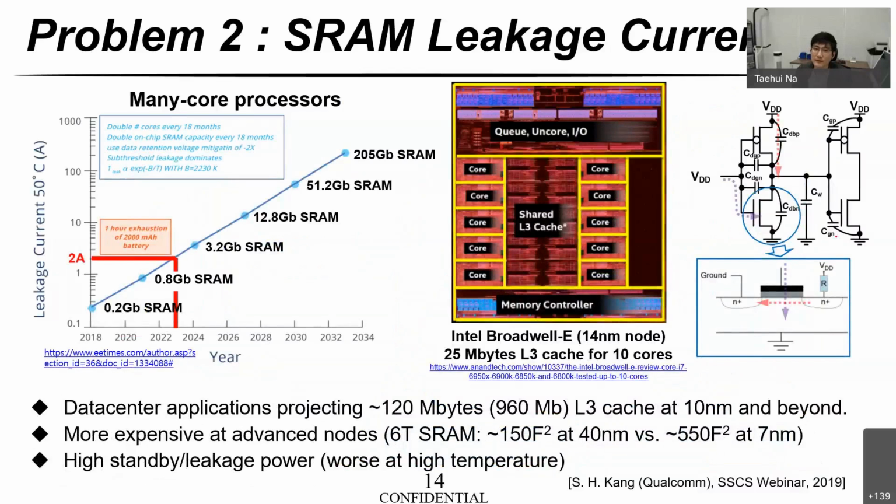And another problem is obviously SRAM leakage current. Nowadays, in a processor, the number of cores has been increased, and interestingly, the SRAM leakage is increasing as time goes by, and also it is exacerbated as the technology node scales down. And at high temperature, this leakage power is becoming worse. This figure shows a very interesting result that in 2023, the leakage current at 50 degrees Celsius can reach 2 ampere.